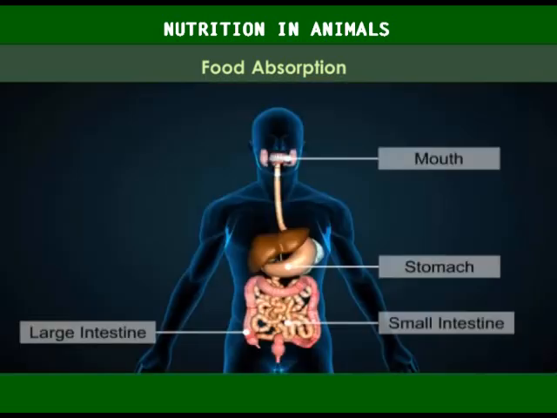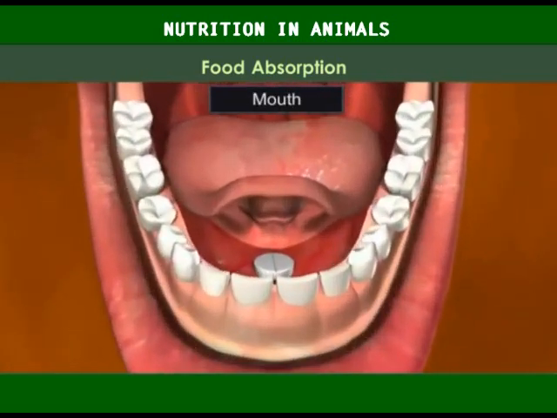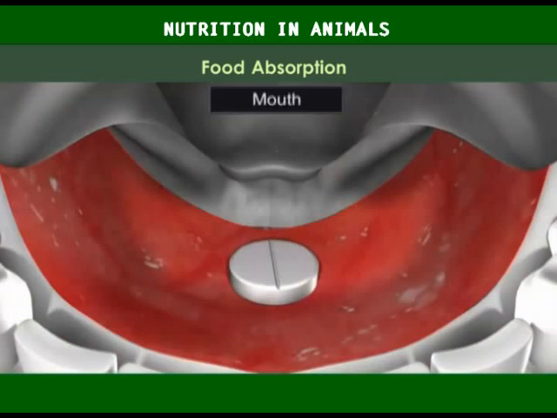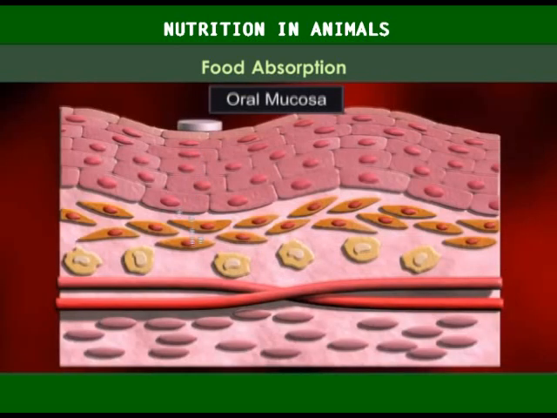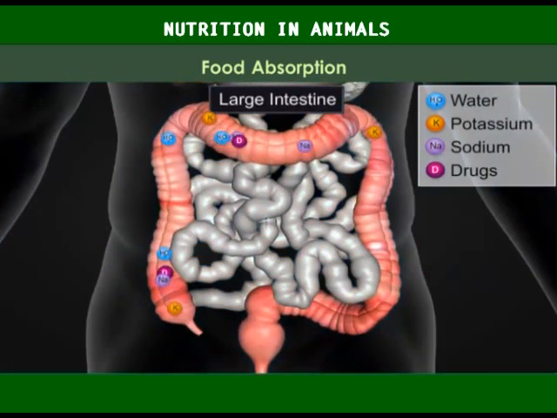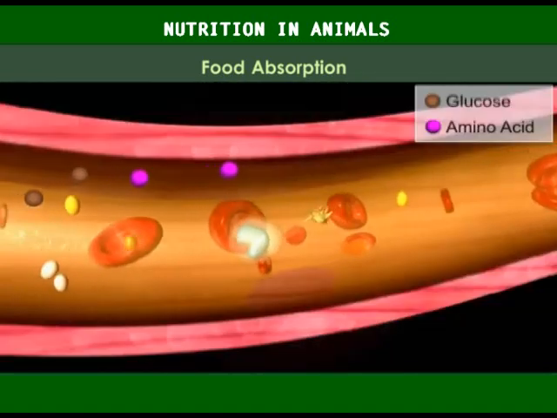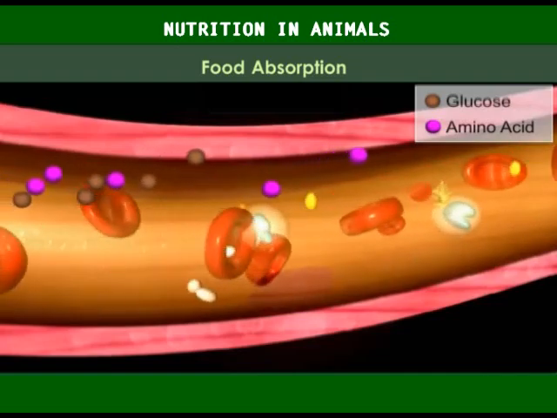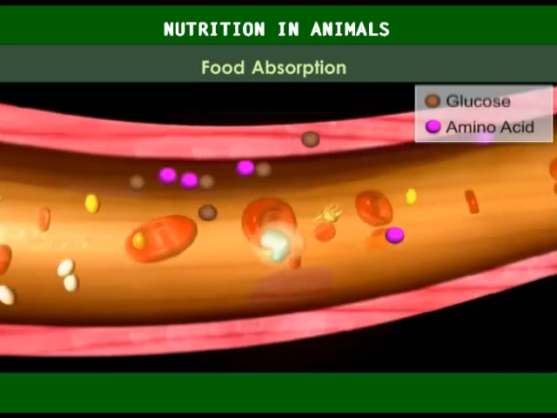Other parts of the digestive system also play a role in the absorption process. For example, some drugs are placed in the mouth under the tongue so that they can be absorbed directly into the blood capillaries. The stomach wall directly absorbs certain foods, including simple sugars and alcohol, while water, some minerals such as potassium and sodium ions, and drugs are absorbed in the large intestine. These absorbed food substances are transported to different tissues of the body through the bloodstream.